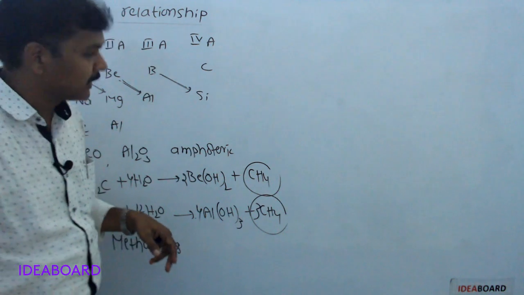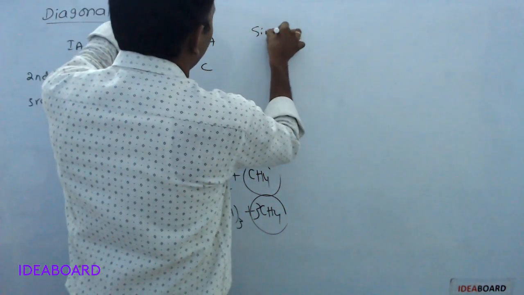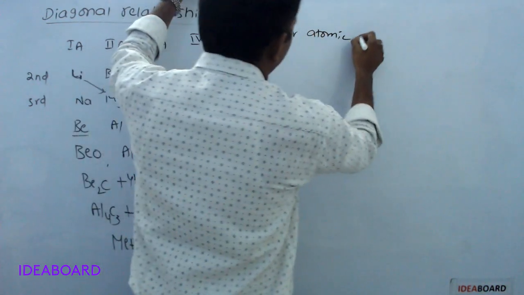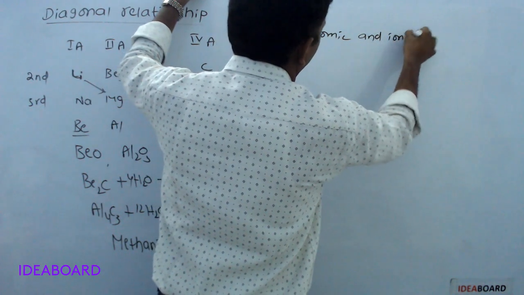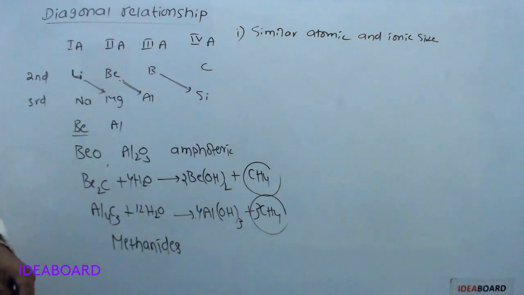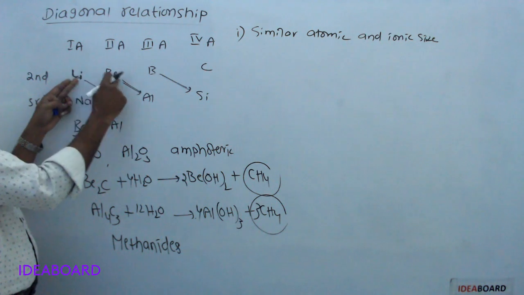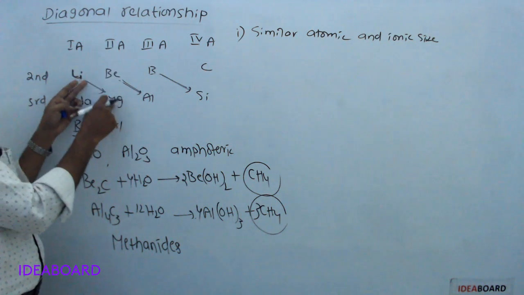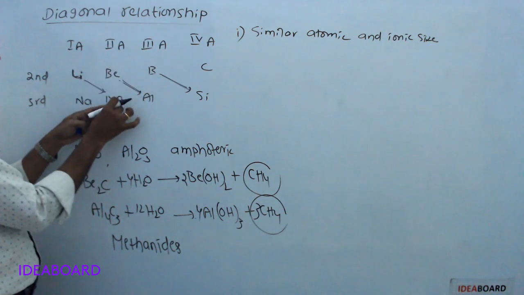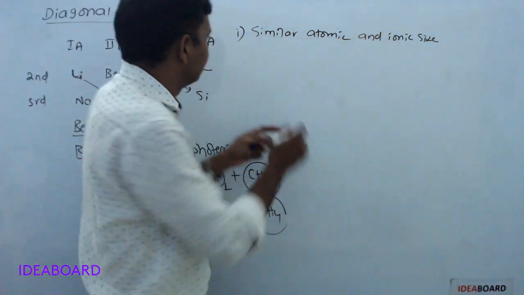What is the reason for this diagonal relationship? Reason for diagonal relationship is similar atomic and ionic size. See, lithium to beryllium atomic size decreases, here increases. Even ionic size also. Lithium to beryllium decreases, here increases. Means almost same, not exactly same, due to similar atomic and ionic sizes.